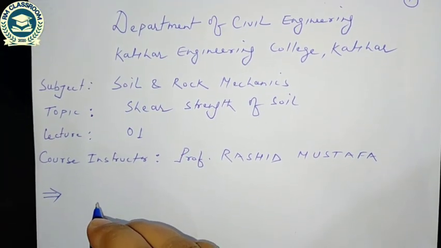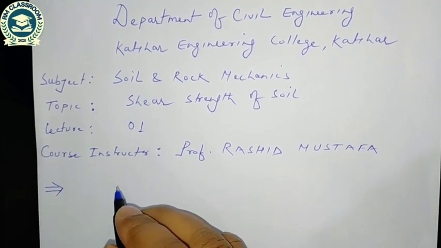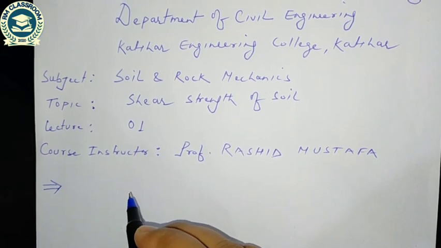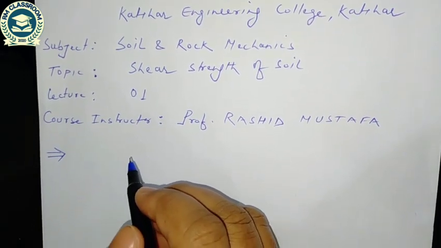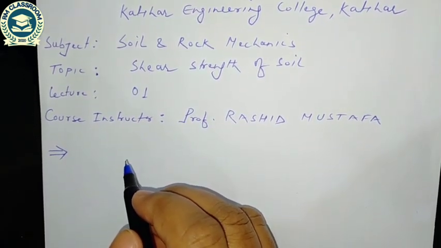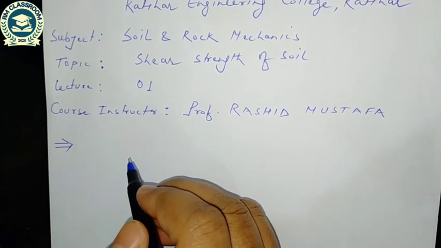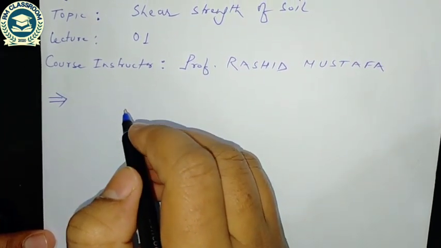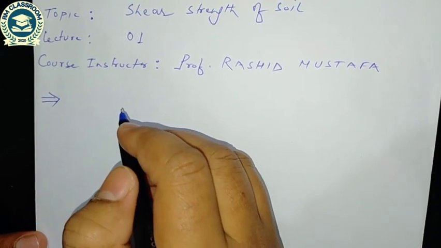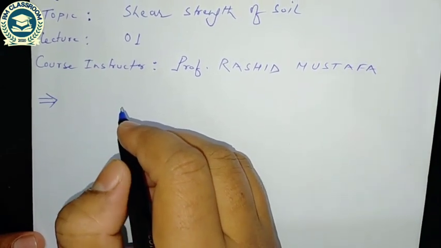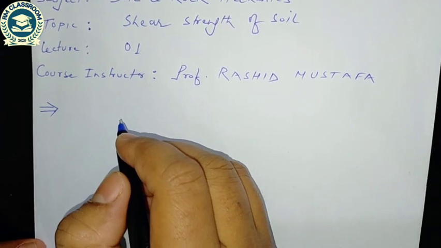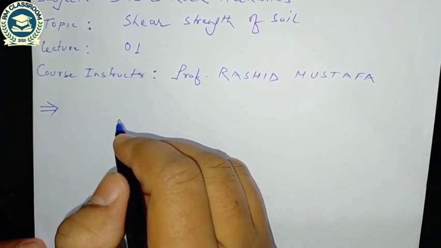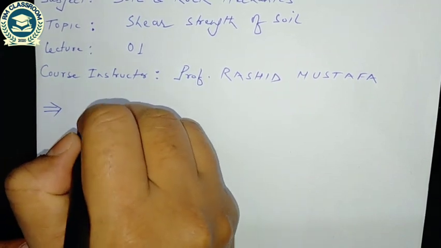Let us discuss shear strength of soil. Before that, I will tell you what shear strength is. Shear strength of soil is the resistance offered by the soil grains against shear deformation. If soil does not have sufficient shear strength, then it may fail in shear, and shear failure can occur in the form of failure of infinite slope, failure of finite slope, or failure of soil below a building foundation.